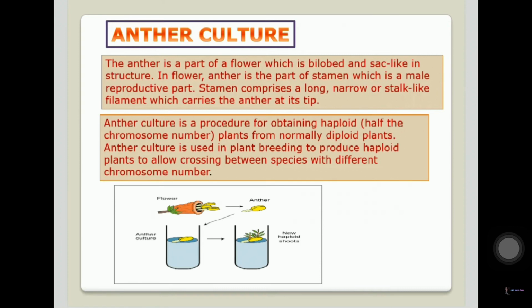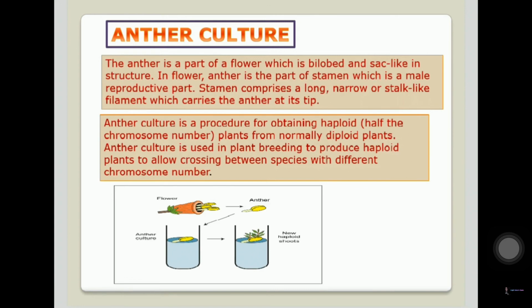So what is this anther culture? It is a procedure for obtaining haploid plants from the diploid one. In plant breeding it is used for obtaining haploid plants, by crossing between species with different chromosome numbers.